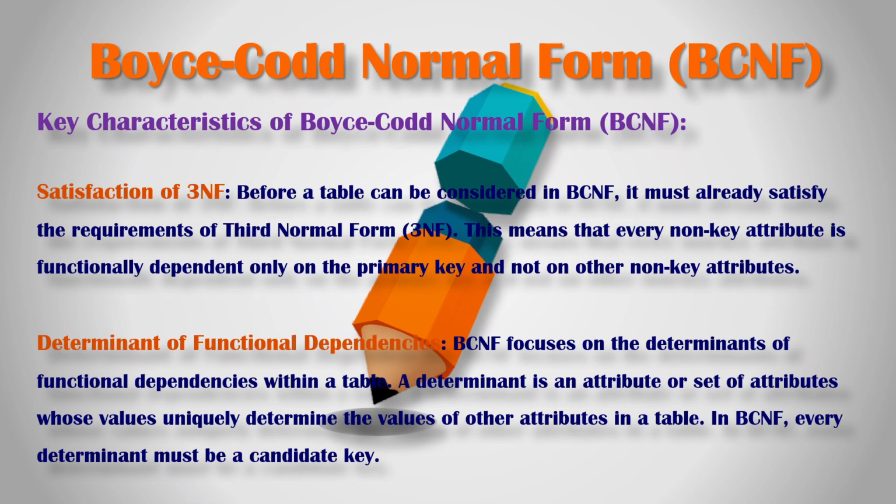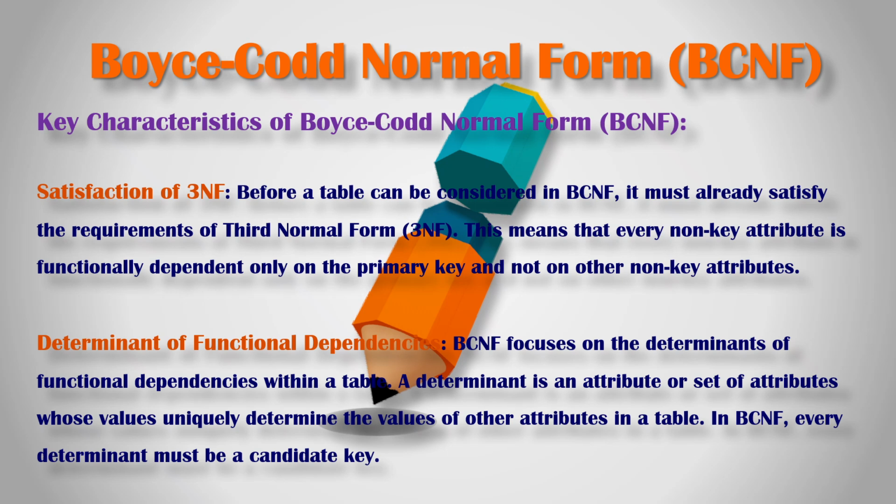Key characteristics of Boyce-Codd normal form, BCNF. Satisfaction of 3NF. Before a table can be considered in BCNF, it must already satisfy the requirements of third normal form, 3NF. This means that every non-key attribute is functionally dependent only on the primary key and not on other non-key attributes. Determinant of functional dependencies.